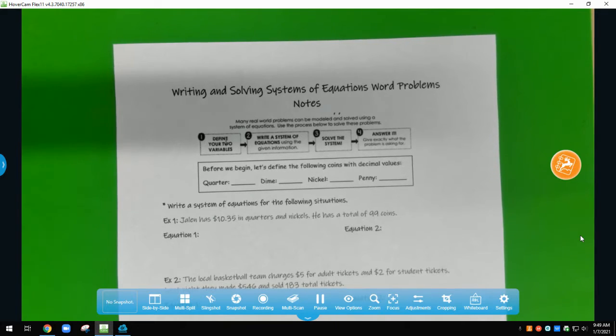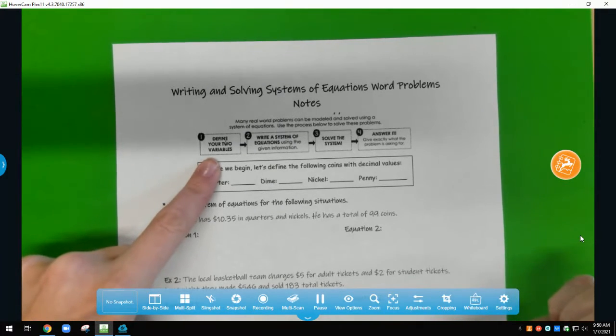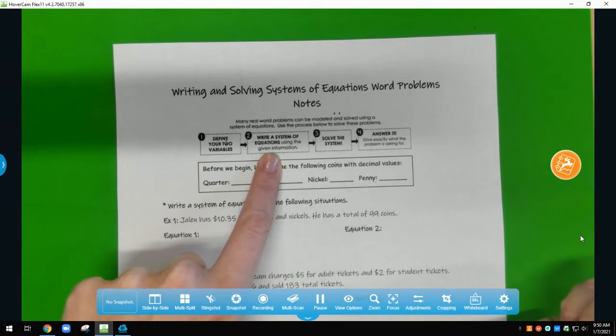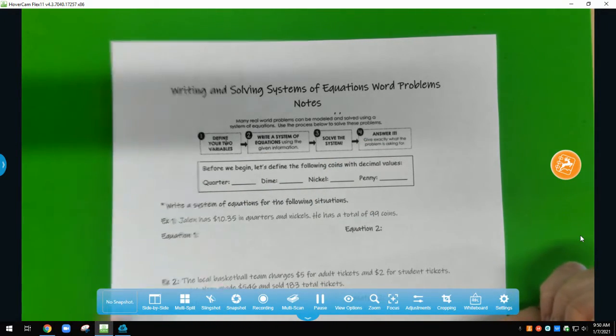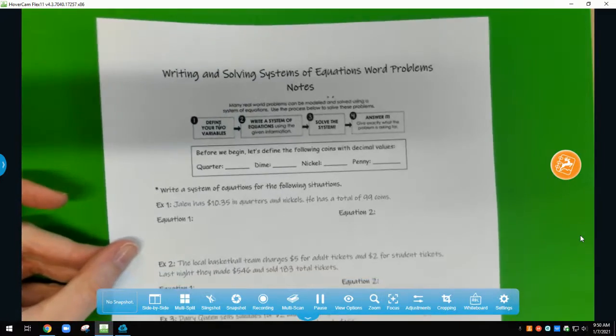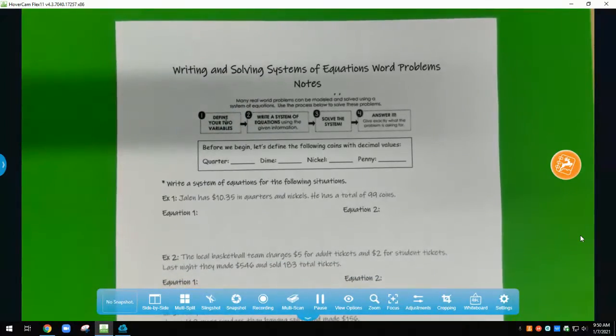Okay, today we are going to write and solve systems of equations from word problems. The important thing, there's 4 steps. We're going to define our variable, write the system, solve the system, and answer the question. Before we do that, though, we need to review coin values.